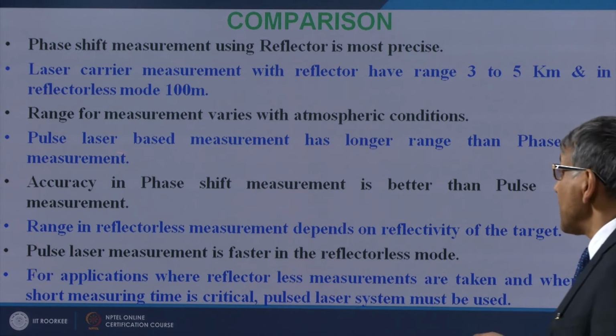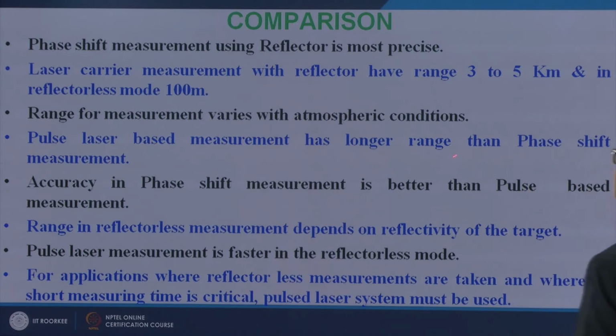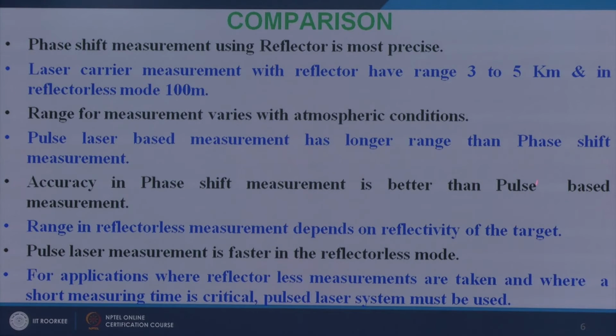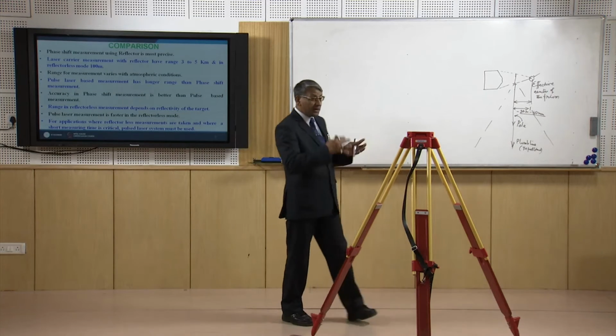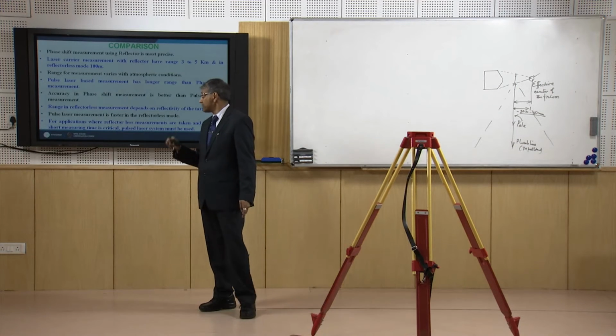In case of reflectorless, pulse laser based measurement has longer range than phase shift measurement, as shown, and accuracy in phase shift measurement is better than pulse based measurement. And the range in reflectorless measurement depends on the reflectivity of the target. Apart from the atmospheric condition, the reflectability of the target is also important in case of reflectorless measurement.